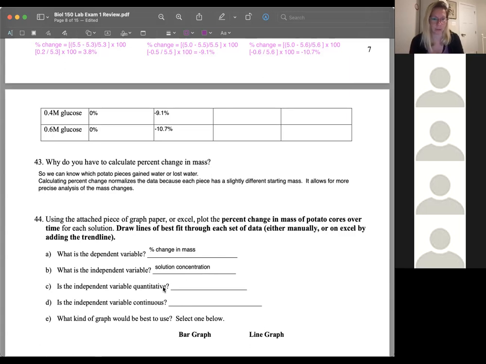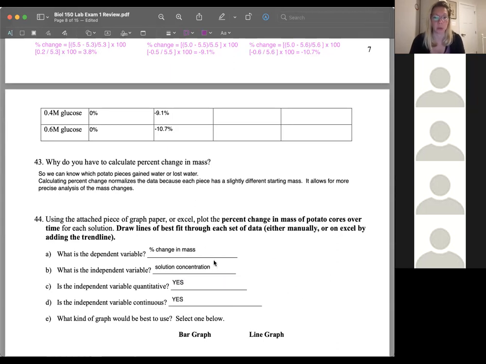So for our independent variable, it asks us, is it quantitative? Is this a number? Yes, absolutely. Solution concentration is quantitative. You can count it. You can express it as a numeric value. Now this next one, is it continuous? Yes, it is continuous. From 0 minutes to 20 minutes, 40 minutes.